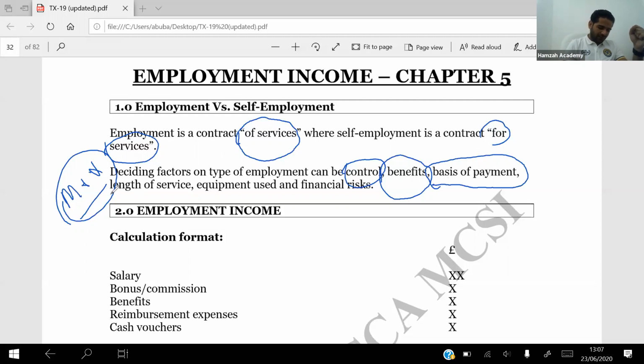Second thing is the length of service. When it comes to length of service, you see, when you get employment with any company, both parties, the employer and the employee, sign an agreement for an indefinite period. You can work there for 10 years until and unless either of the parties terminates that contract. But when you are self-employed, it means your agreement for the services is only until you finish the job. So let me just give you an example.